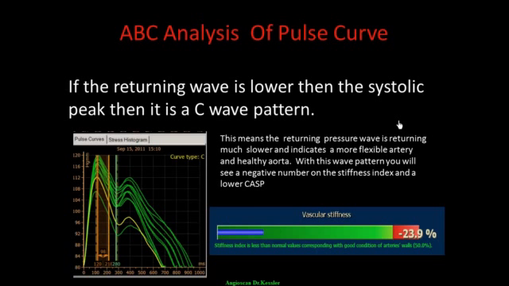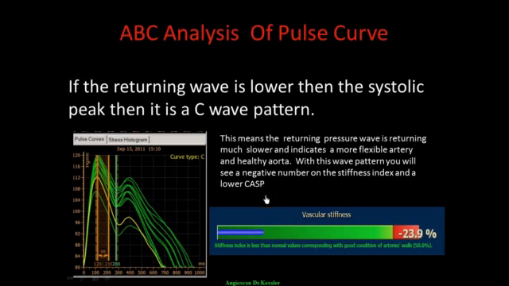With this wave pattern, you will see a negative number on the stiffness index and a lower CASP, which stands for central aortic systolic pressure. That's the pressure that's in the aorta, not at the brachial artery where we measure most blood pressure, but where it counts, up in the aorta, the big vessel.